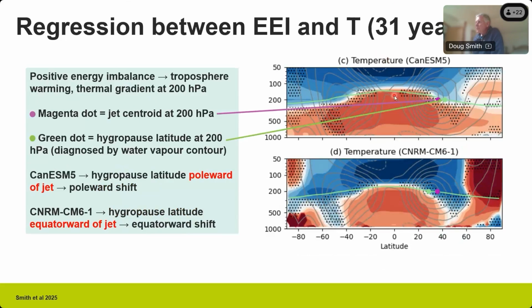So why might that be? What I'm looking at here is the same thing, but now regression against zonal mean temperature. And you can see that when you have a positive energy imbalance, the troposphere warms and the stratosphere cools, essentially. And that creates a gradient at around the tropopause level that will shift the winds. But where that gradient sits relative to the jet, the jet here is this magenta blob, is different in these two models. So in CanESM5, that gradient essentially sits on the poleward side of the jet, consistent with a poleward shift of the winds, whereas in CNRM, it sits on the equatorward side of the jet, consistent with an equatorward shift of the winds when we have a positive energy imbalance.